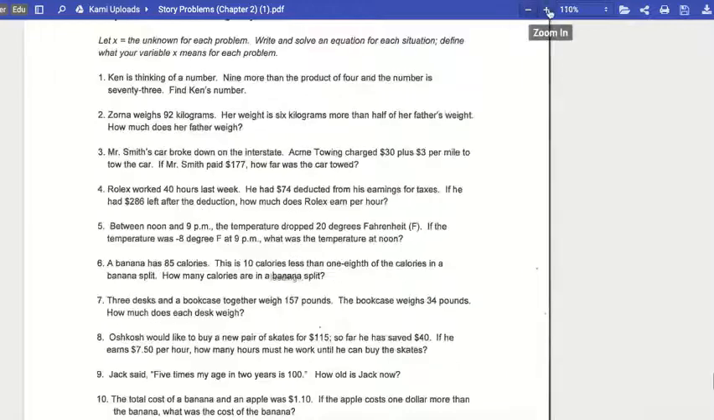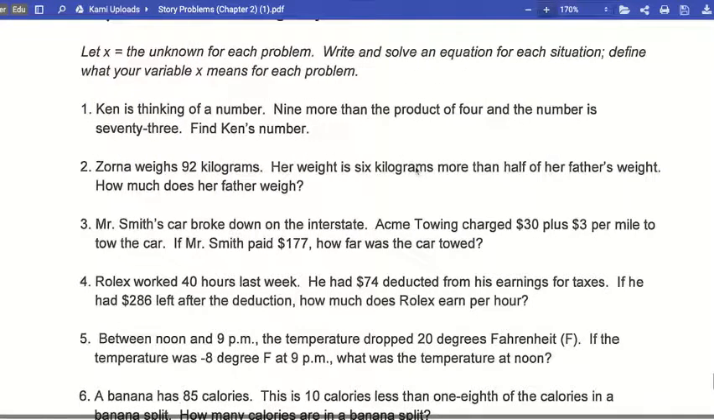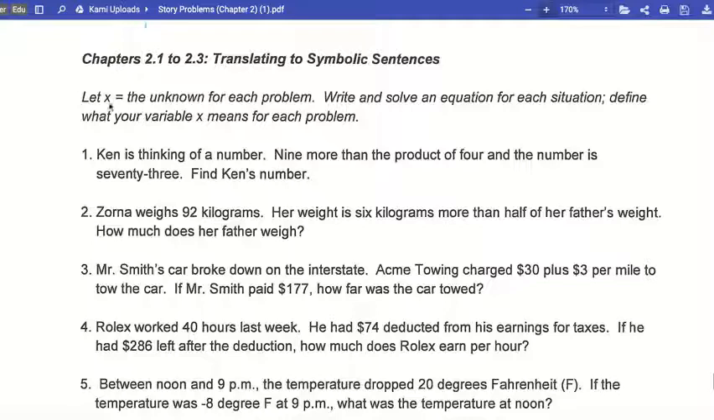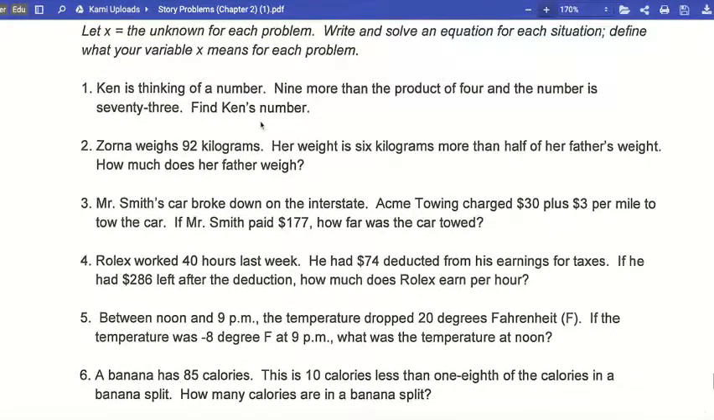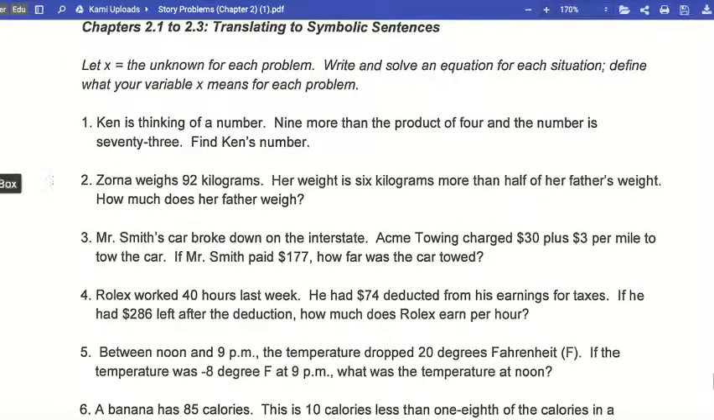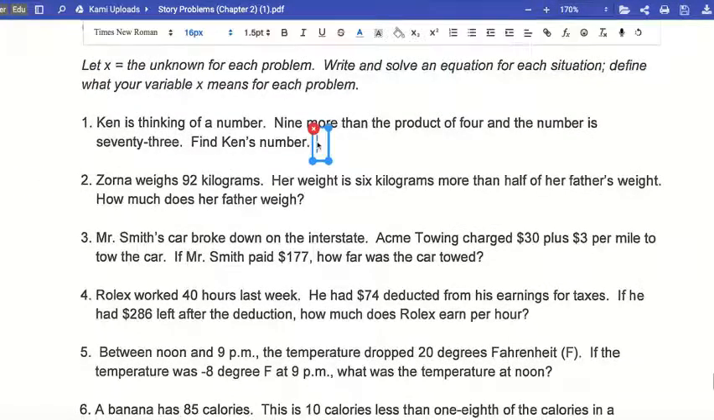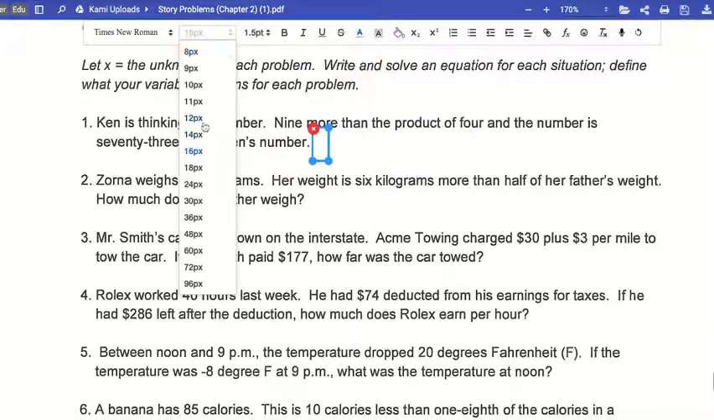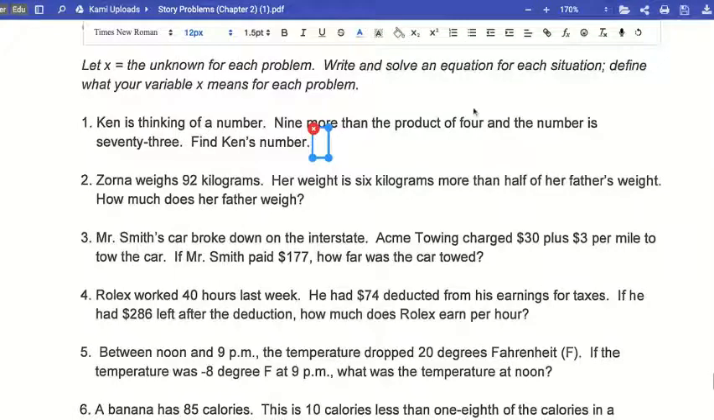Here, let's look at number 1. Number 1, and please note it says let x equal the unknown for each problem. So for each of these, you will have x. You do have to say what x is or what x represents, and then write and solve an equation. So you have to write an equation, and then you will solve it and define your variable.